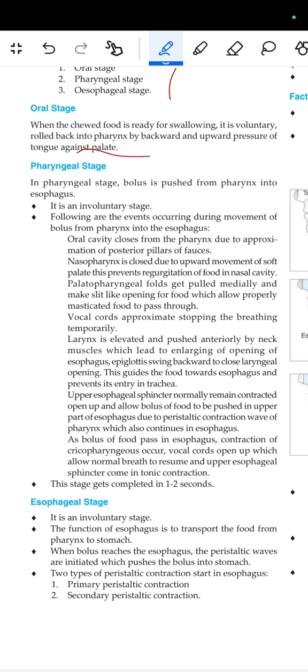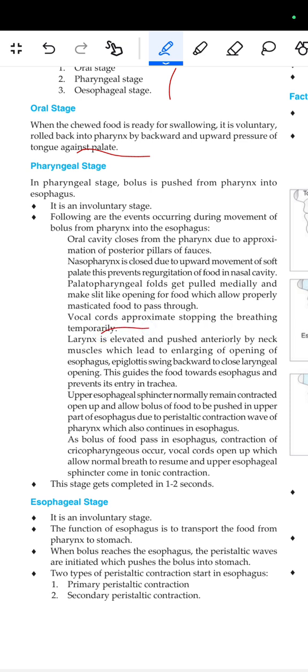Following are the events occurring during the movement of the bolus from the pharynx into the esophagus. The oral cavity closes from the pharynx due to the approximation of the posterior pillars of the fauces. The nasopharynx is closed due to the upward movement of the soft palate. This prevents regurgitation of food into the nasal cavity. The palatopharyngeal folds get pulled medially and make a slit-like opening which allows properly masticated food to pass through. The vocal cords approximate, stopping breathing temporarily.